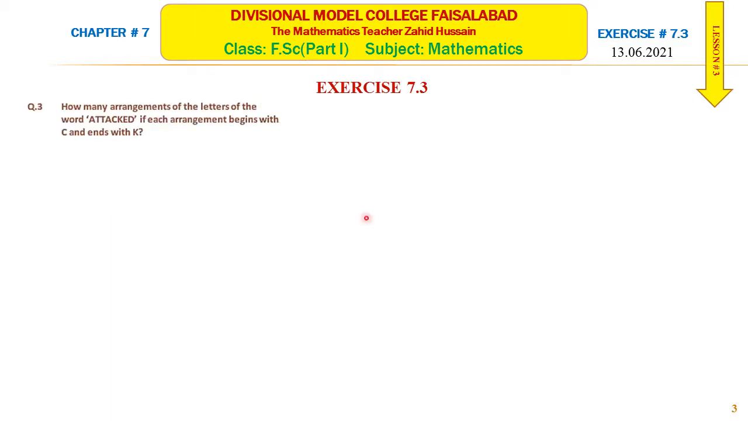It's question number 3. How many arrangements of the letters of the word attacked are there if each arrangement begins with C and ends with K? Now look, these two letters C and K are fixed: the first letter is C and the last letter is K. We have to arrange all the others between C and K. There are a total of 1, 2, 3, 4, 5, 6, 7, 8 letters. Out of 8 letters, 2 are fixed. You need not change the places of these 2 letters.